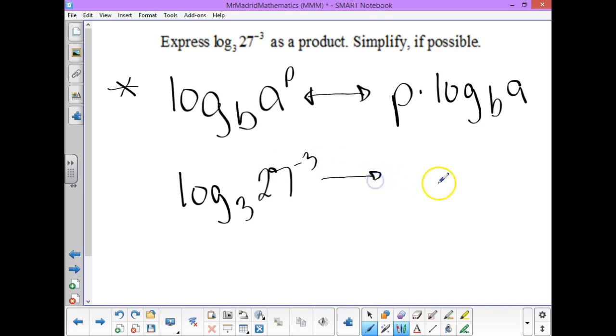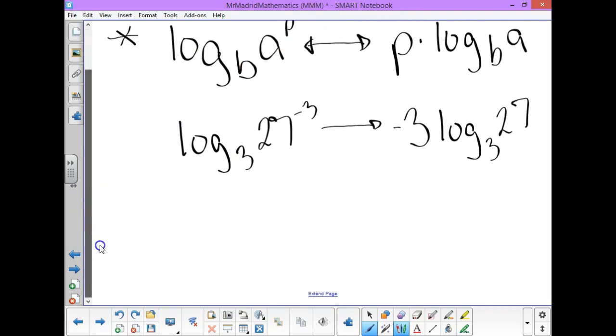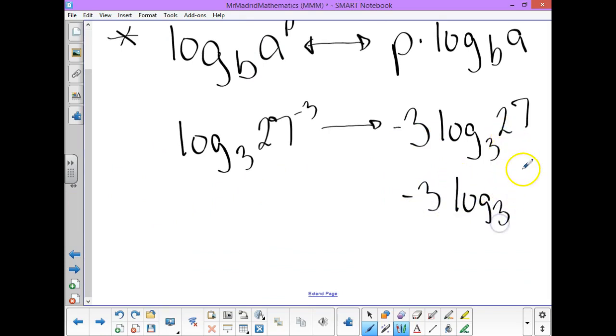So from left we're going to go right, and this exponent of -3 will now be placed up here in the front. Log base 3 still of 27. Okay. Alright, now we've applied the formula. We're on our way to expressing it as a product. Now, we're going to pay attention to this request for us to simplify if possible. So once again, we've got the -3, log base 3, and this 27, we've seen it before, can be rewritten as 3 raised to the third.